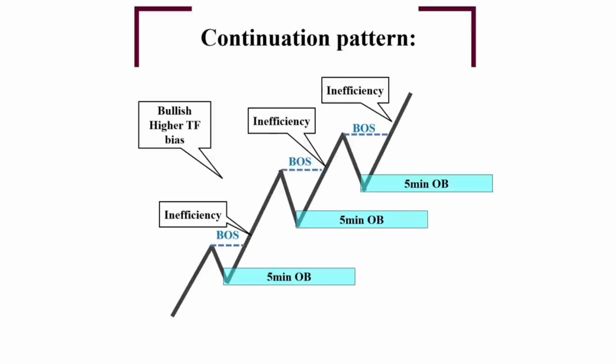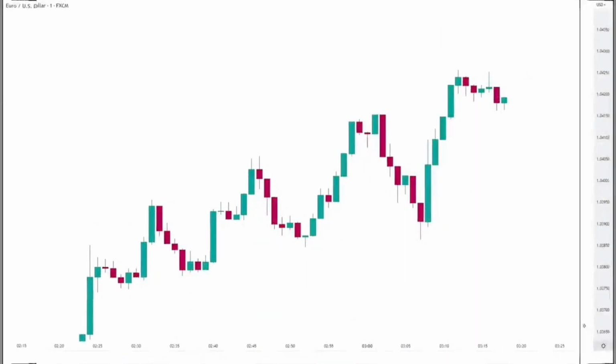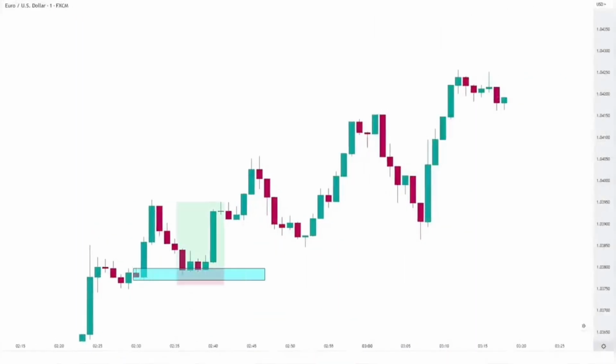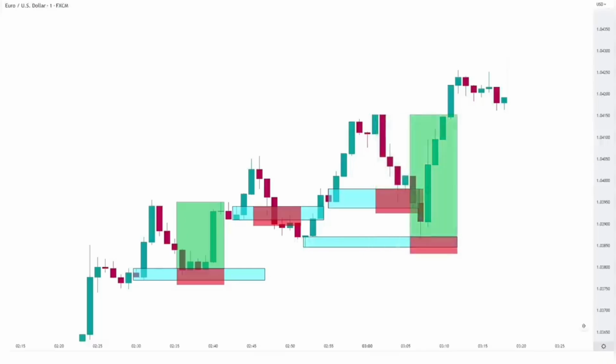Let me show you what I mean on the real chart. So starting from the left, here, we had a winning trade. Here is a losing trade. Here is another losing trade. And finally, we had a winning trade and so on. So the key to success in this trading pattern is patience and risk management.